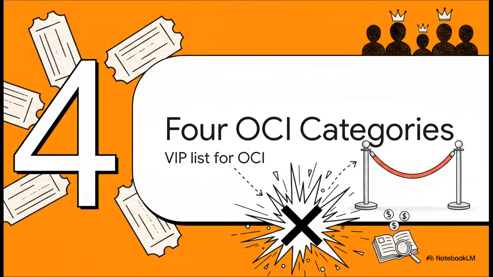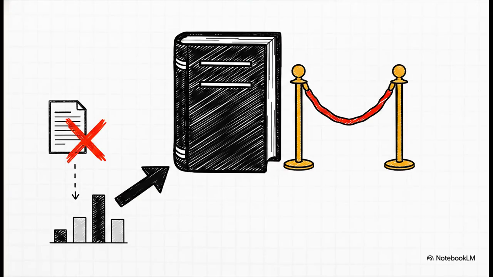That brings us to Section 4, the 4 OCI categories. The VIP list for the OCI waiting room. So who actually gets to go into this waiting room? We need to emphatically destroy a major myth right here, right now. Let me be absolutely clear about this.